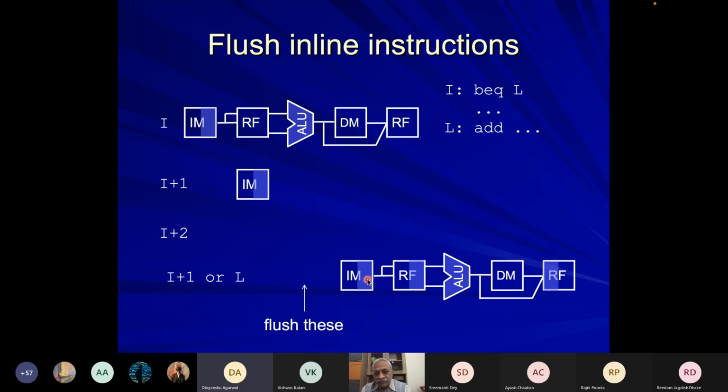No, sir, I was asking about the previous instructions which would have come before the branch. They would have been in DM and RF, right? Okay, instruction I minus 1. Yes, sir. So we are not doing anything with those. The instructions which are before I, or you should say ahead of I in the pipeline, are not disturbed. When we say flush inline instructions, these are the instructions which are following I.